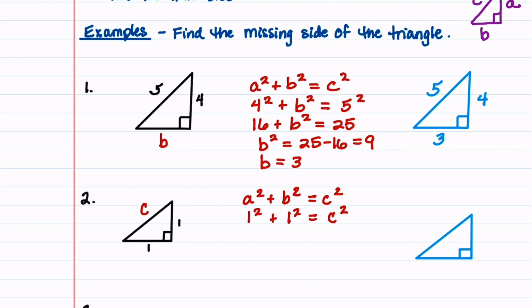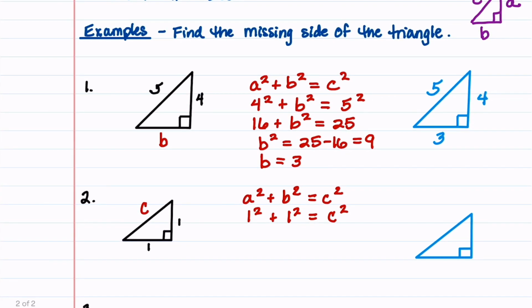So we have 1 plus 1, so on the left-hand side we have 2, and on the right-hand side we have c squared. We're now going to take the square root of both sides, so that we have the square root of 2 is equal to c. And let's go ahead and label our triangle on the right. So this triangle we would call a 1, 1, root 2 triangle.